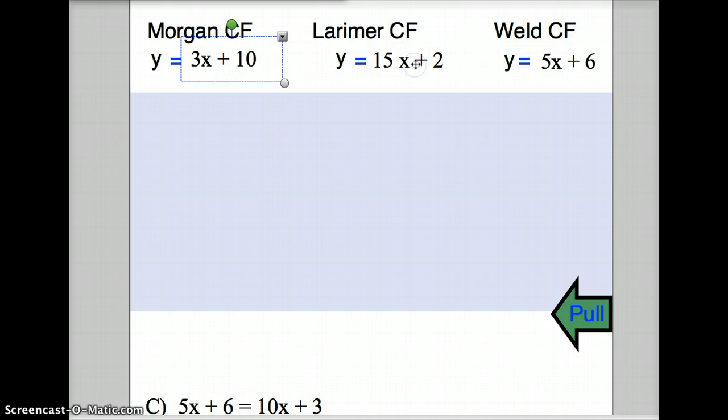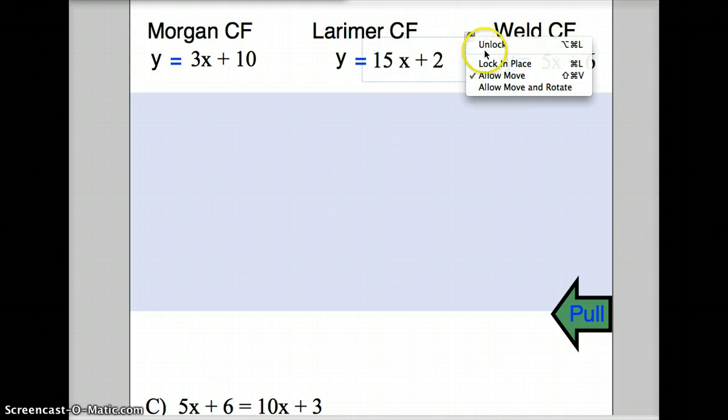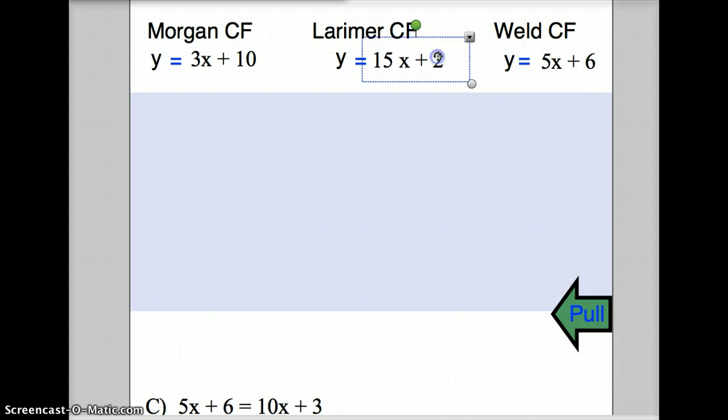Wonder if I did these wrong too. Yep, I did. So let's fix them all, because I'm an idiot. Okay, I'm not an idiot, but I set this up wrong. This one was $2 per ride plus 15. And this one, hey, I did Weld County Fair right. They were $5 per ride with a starting cost of $6.